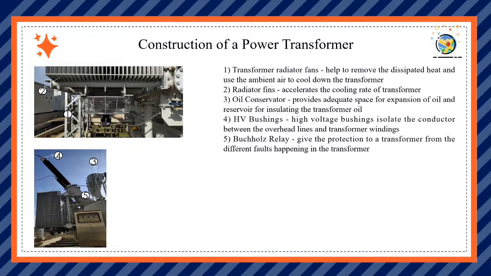Number four is the high voltage bushing, where the high voltage bushing isolates the conductor between the overhead line and the transformer winding. The fifth is the Buchholz relay. It gives protection to a transformer from the different faults happening in the transformer.